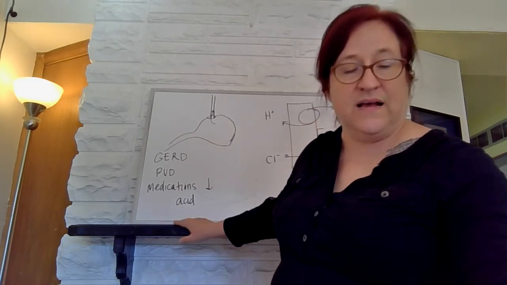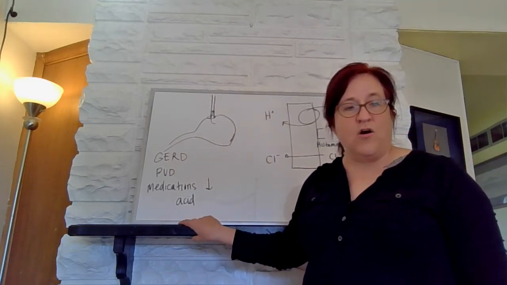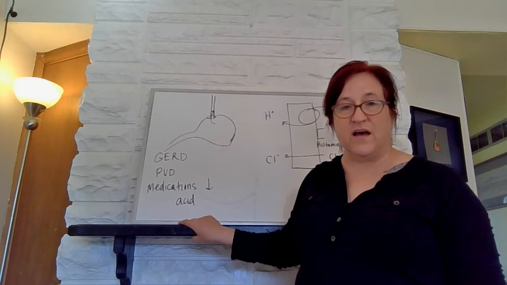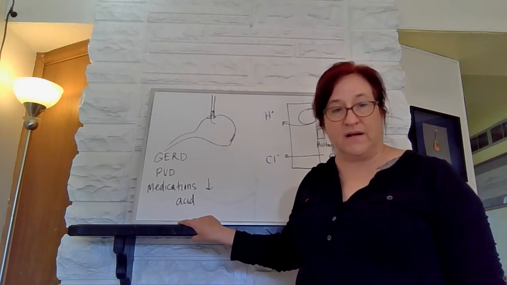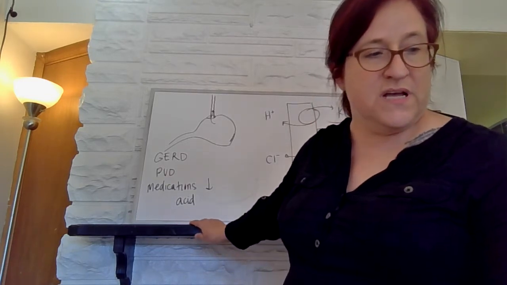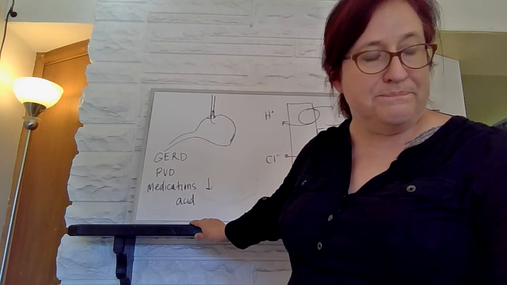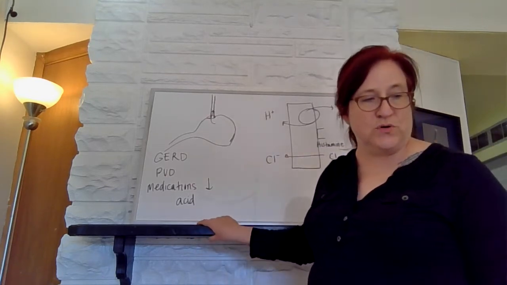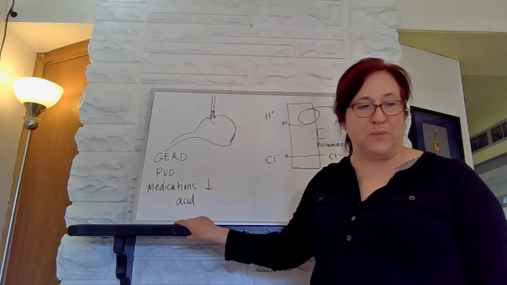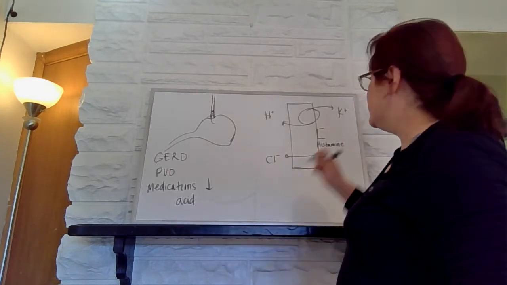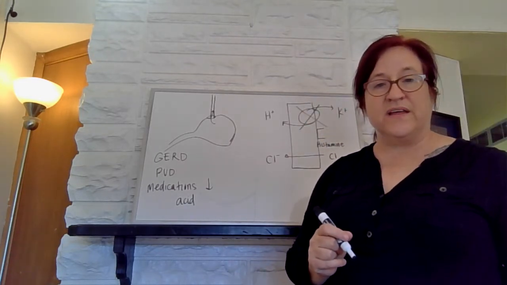So the main classes of medications are proton pump inhibitors, or PPIs, or H2 blockers, which are histamine blockers. So the first medication that's listed on your slides is proton pump inhibitors, and our prototype is omeprazole. And what that does is it binds to the proton pump so that it doesn't work.